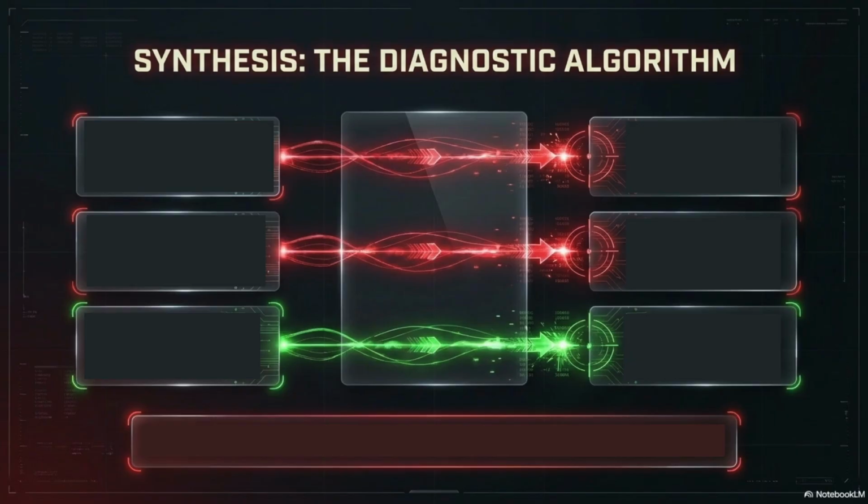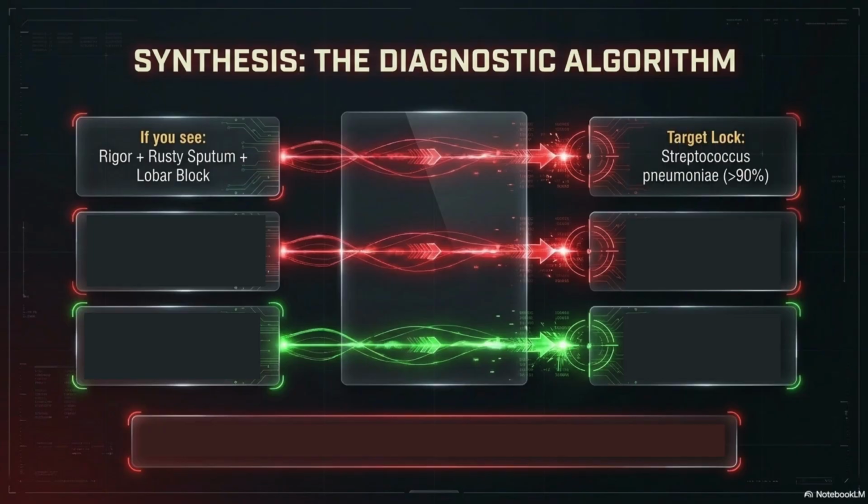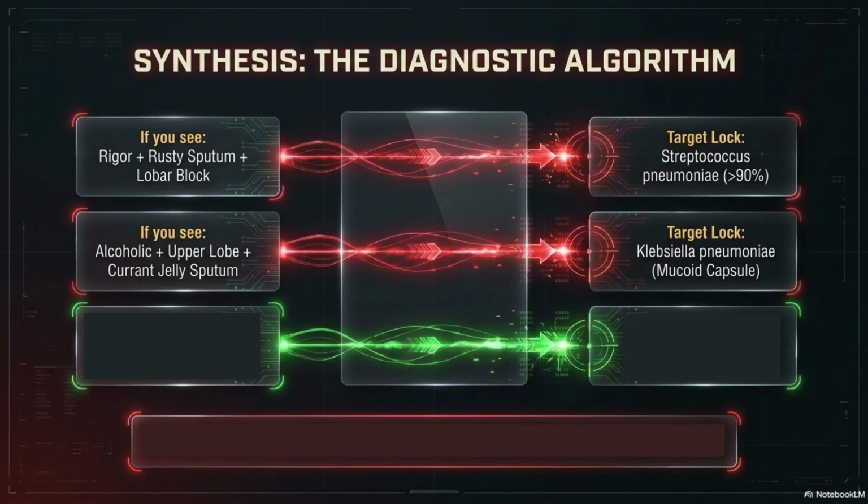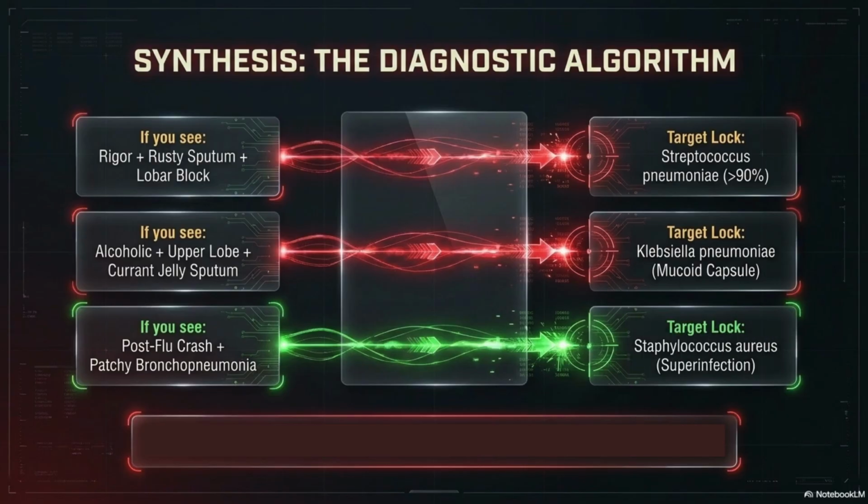Let's wrap up with a synthesis, the diagnostic algorithm. If you see rigor plus rusty sputum plus a lobar block, target lock on Streptococcus pneumoniae, causing over 90% of these cases. If you see an alcoholic plus an upper lobe consolidation plus currant jelly sputum, lock on Klebsiella pneumoniae and its mucoid capsule. If you see a post-flu crash plus patchy bronchopneumonia, lock on Staph aureus as a superinfection.